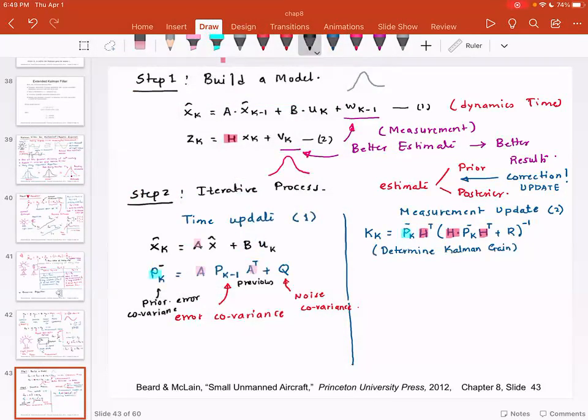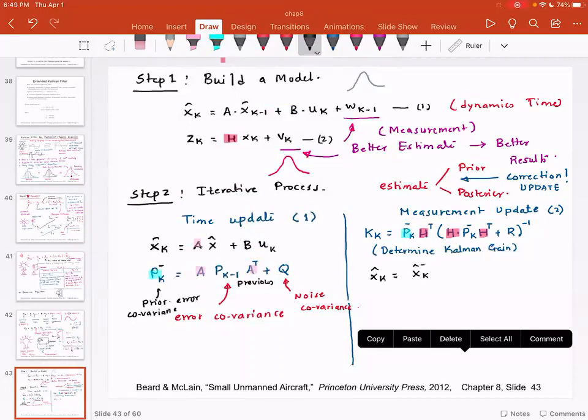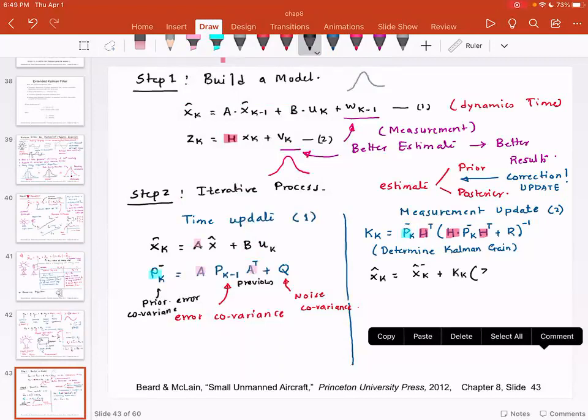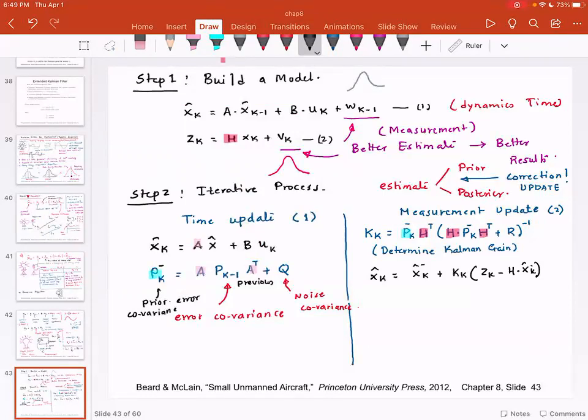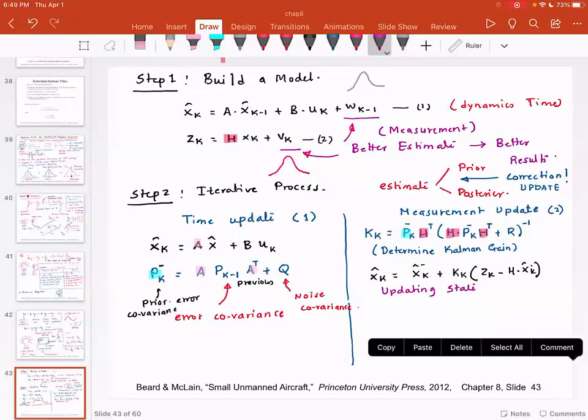The next step is to update the estimate. So you have X_k hat equal to the prior estimate. This is where your prior gets converted to posterior, plus, watch out here, here comes the Kalman gain, times Z_k minus H X_k prior. So now what is happening is this equation is updating the state estimate.